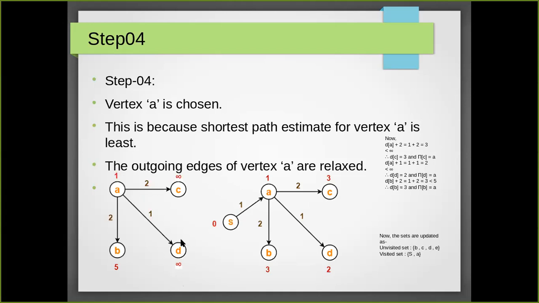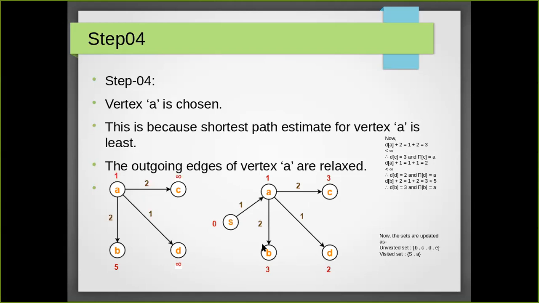Similarly for D, the initial cost of D was infinity. Now A is advertising that it can reach source node S at a cost of 1. So I add the link cost: A to D is 1, plus distance from source to A, dA, is equal to 1. When I add this, I get distance to node D equal to 2. 2 is minimum compared to infinity, so we update the distance of D as equal to 2.